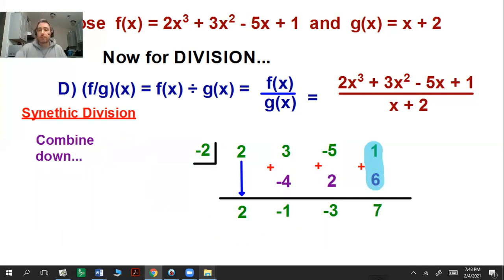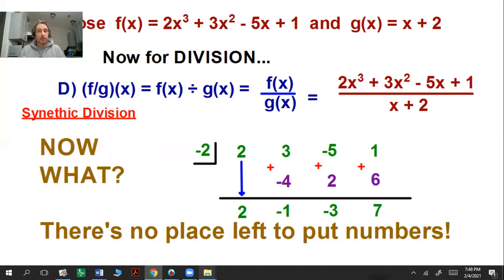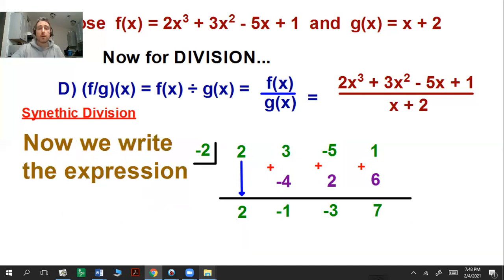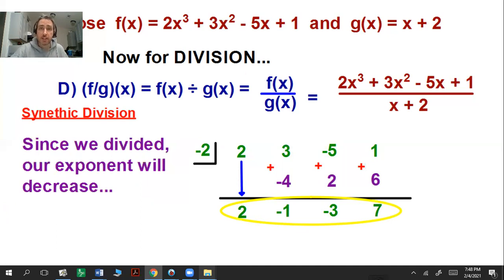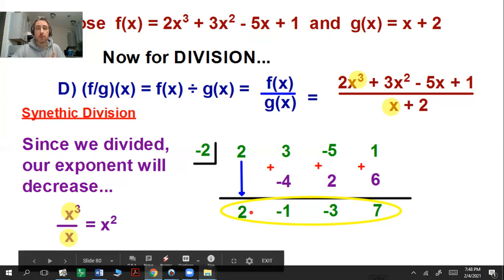So we don't have any other numbers that we have to fill out in that template. We've listed all the numbers, so there's no more space. So now what we do is we actually look at the numbers down below the line and we write an expression in terms of x. Since we started with an x to the third power in this case, and we're dividing by an x, we're going to bump that exponent down to an x squared. Okay, x cubed divided by x is x squared. That's going to be the variable next to the first number. So 2x squared.